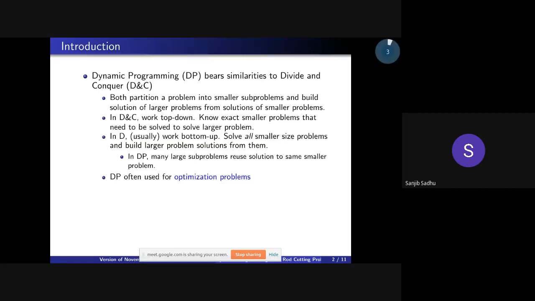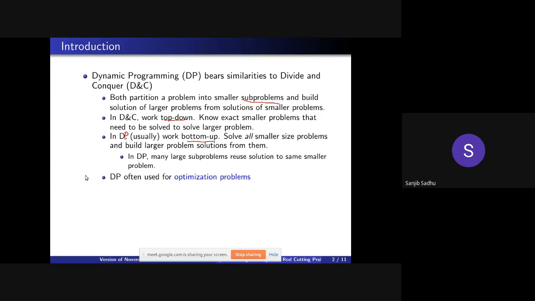Mainly, in divide and conquer you divide the problem into subproblems, and then find out the solutions of the two subproblems and merge the solutions together. So divide and conquer works top down, you know this already. And dynamic programming, DP, is actually bottom up.